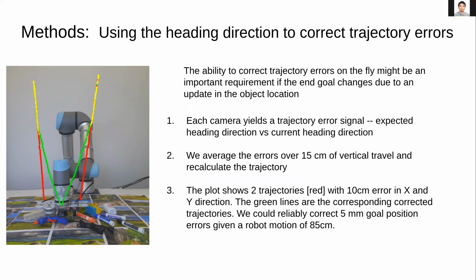In this case, we only require pixel space errors in the frame of the hand-mounted cameras instead of workspace coordinate errors to correct the trajectories. We demonstrate our correction in the inset figure. The plot shows two trajectories in red, which have 10 centimeter errors each in X and Y direction. The green lines are the corresponding corrected trajectories. We could correct reliably up to 5 millimeter position goal errors.